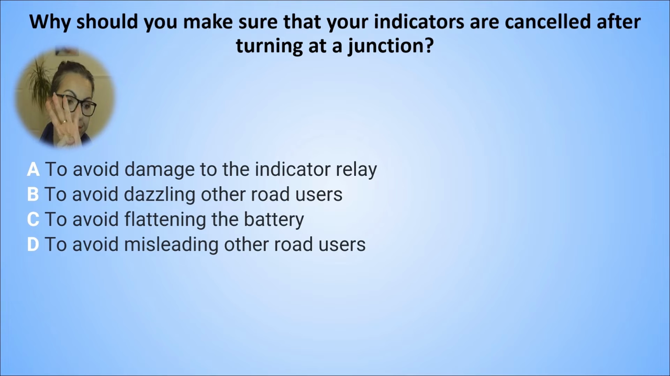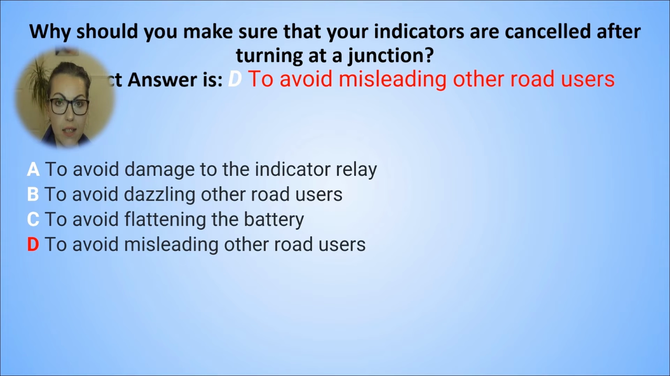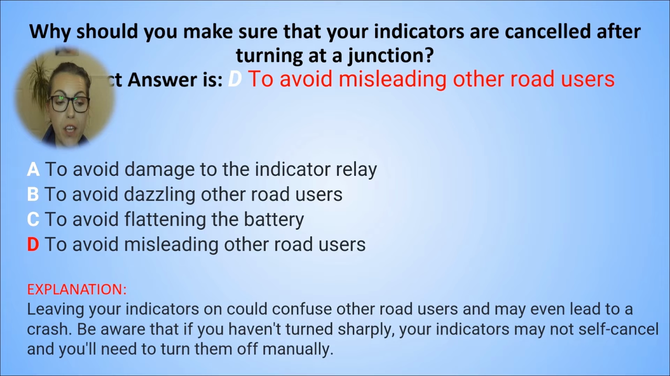5, 4, 3, 2, 1. Ready? The correct answer is D, to avoid misleading other road users. Explanation. Leaving your indicators on could confuse other road users and may even lead to a crash. Be aware that if you haven't turned sharply, your indicators may not self-cancel and you will need to turn them off manually.